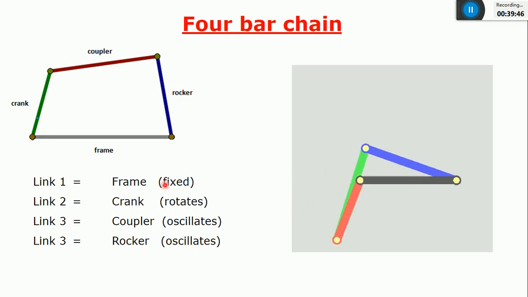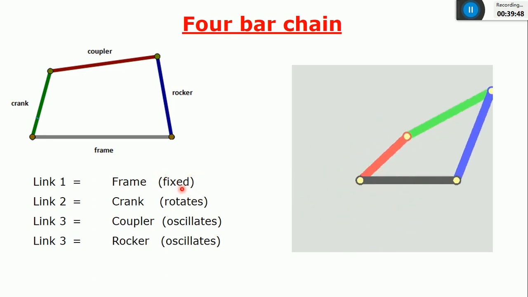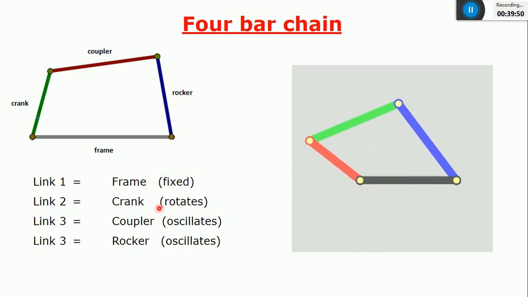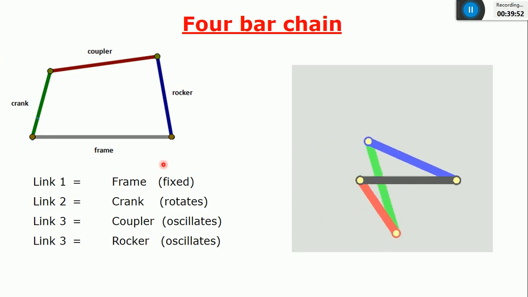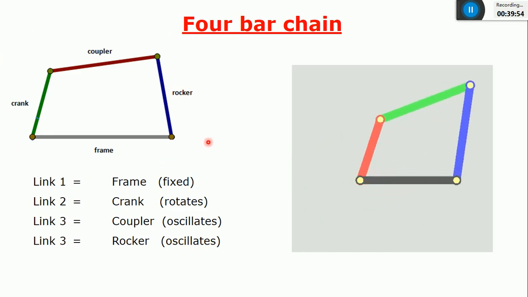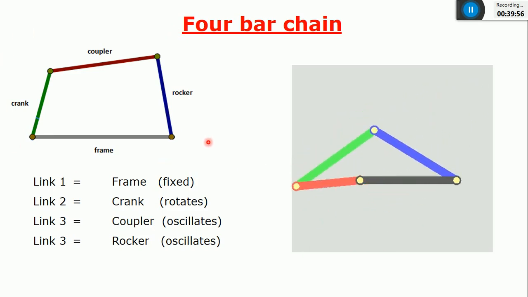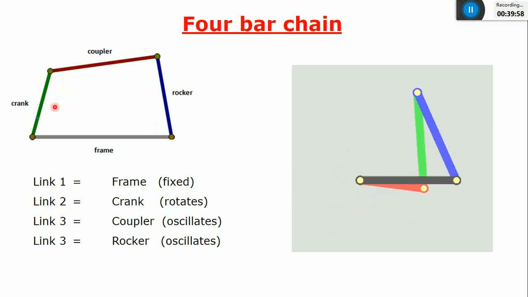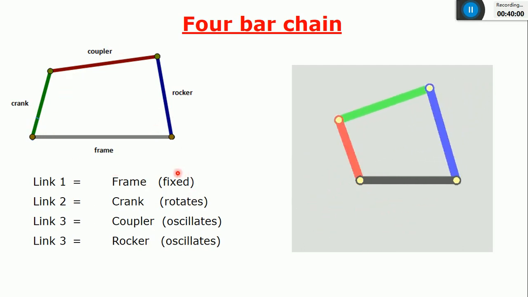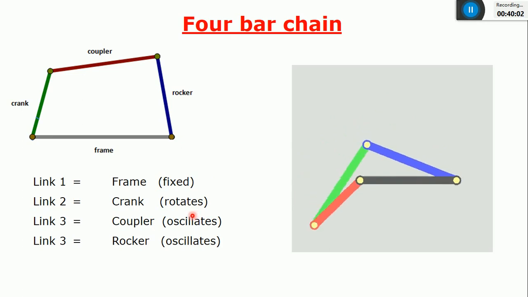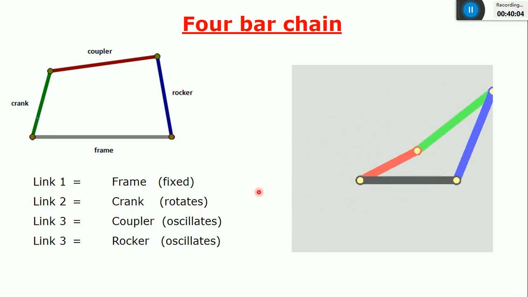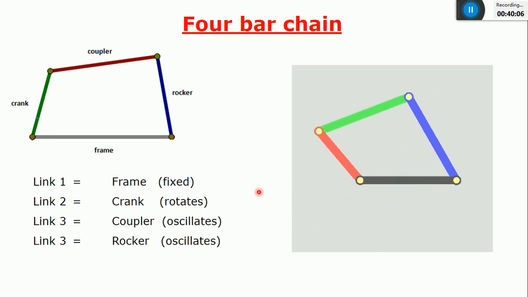In the bracket I have mentioned the kind of motion: fixed, rotating, oscillating. Based on this only, you'll be having problems in the second model and the third model. Please remember the namings and the position: fixed, rotating, or oscillating.